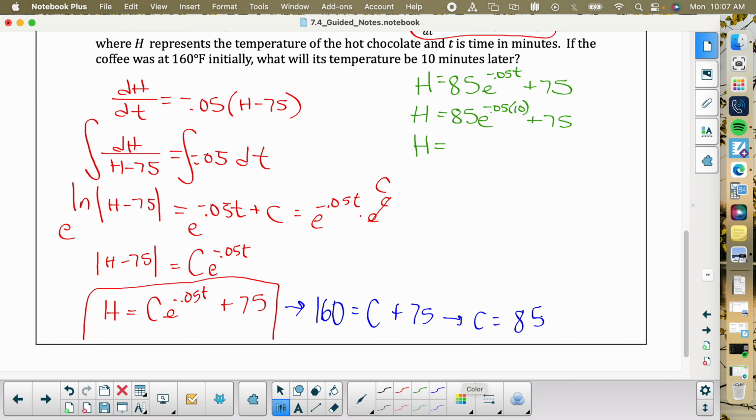Can anybody type that in? 126.56. Yeah, 126.55. Or you could do that too. Yeah. And you've got a label.